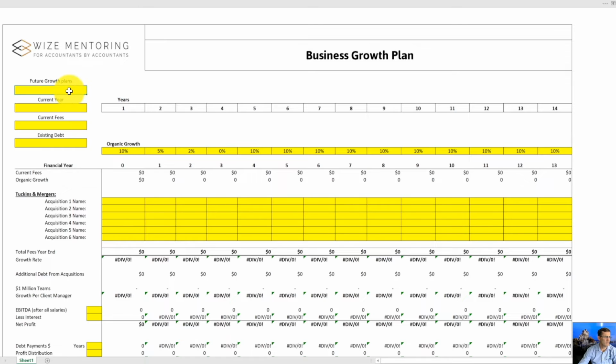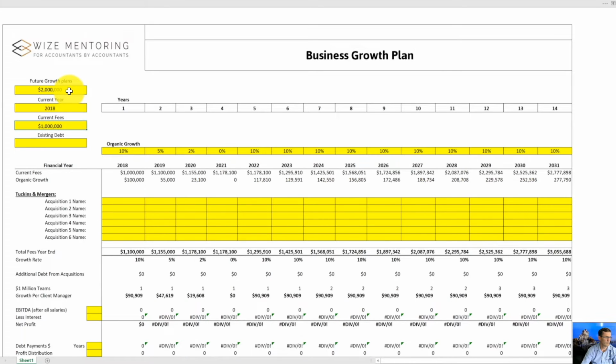Now, in order to use this spreadsheet, we're just going to put in here that our future growth plans are, as we saw in the previous spreadsheet or template, $2 million. And we know if we have $2 million turnover, we can make around $500,000 EBITDA a year. We'll just say the current year is 2018, and let's say, for example, that our current fees are about $1 million. And for argument's sake, let's say that we already have an existing debt in the business of about $250,000.